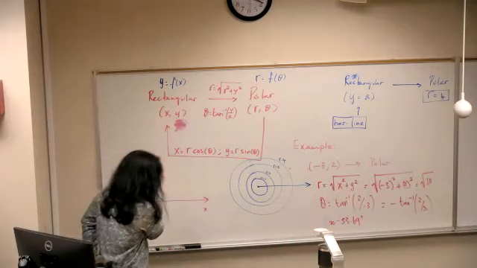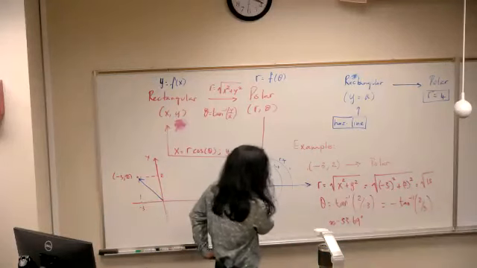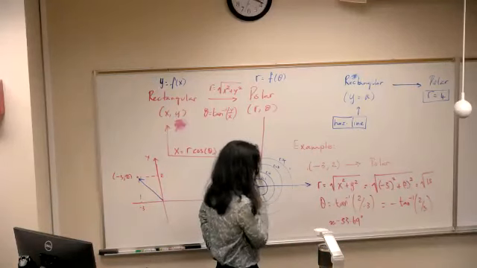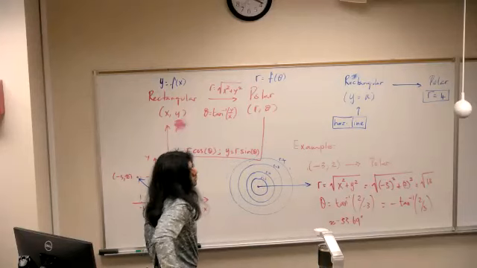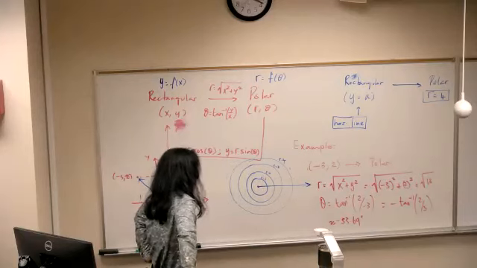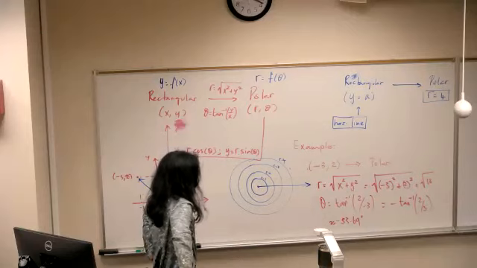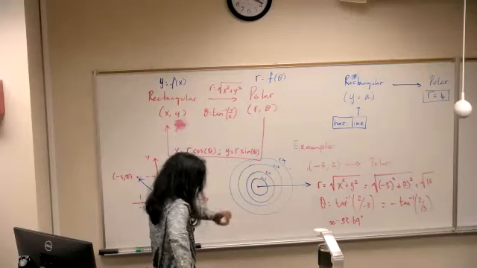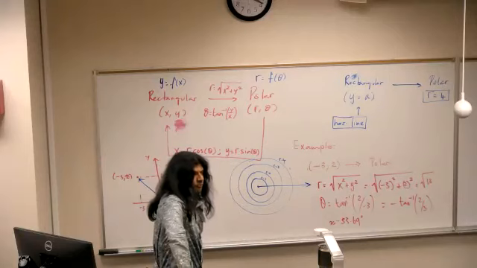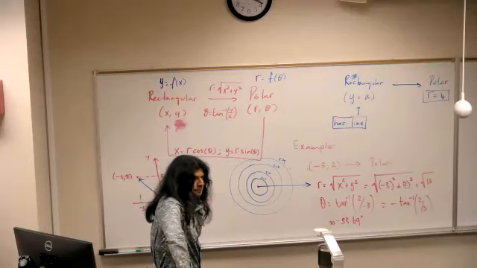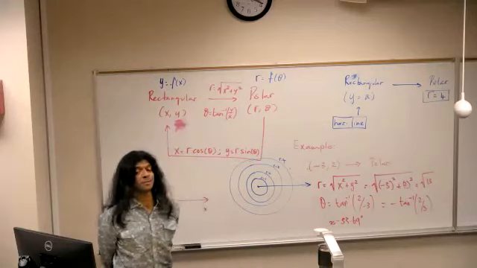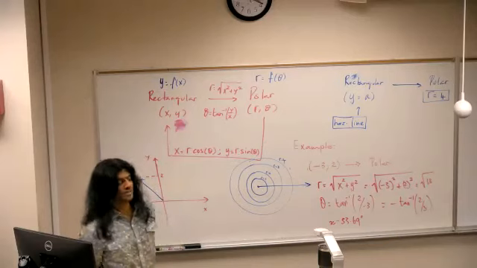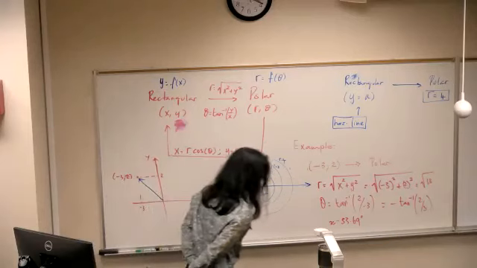Good. If we have theta equals pi over 2, had I gotten pi over 2, then what value of x and y would give me pi over 2? Y has to be something, or x has to be something, that's my hint. What should x be so that I get pi over 2?